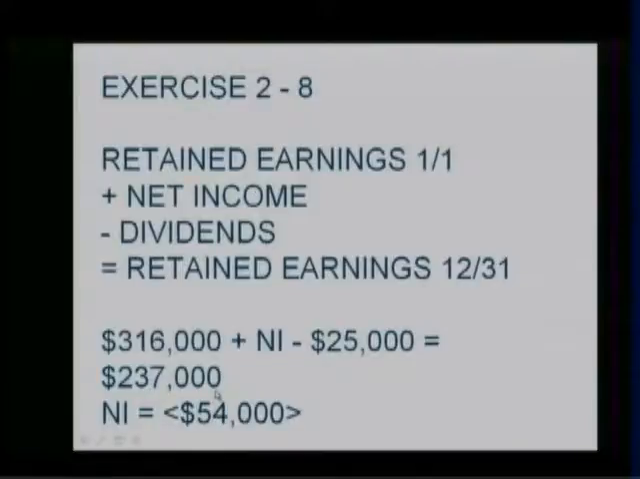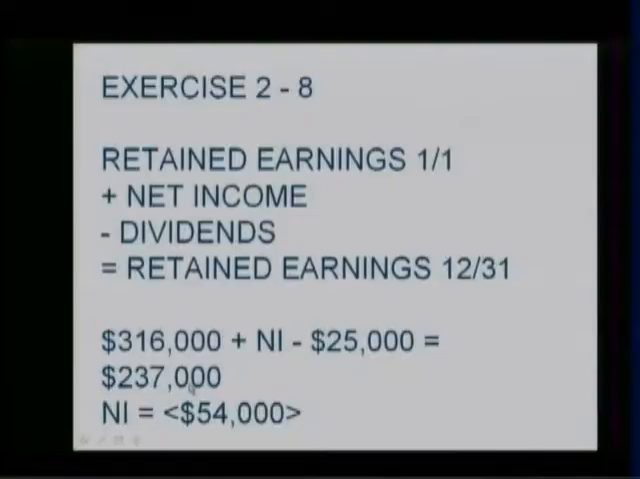Now, if I know my beginning and ending retained earnings, there are only two things that can affect retained earnings, which are net income and dividends. They give us the dividend amount, so we just have to figure out what our net income was. So we take beginning retained earnings of $316,000, which we computed. We don't know our net income, but we do know that our dividends were $25,000 and that our ending retained earnings were $237,000. Solving for net income, we find out that it was a negative, notice I put brackets around that, negative $54,000.